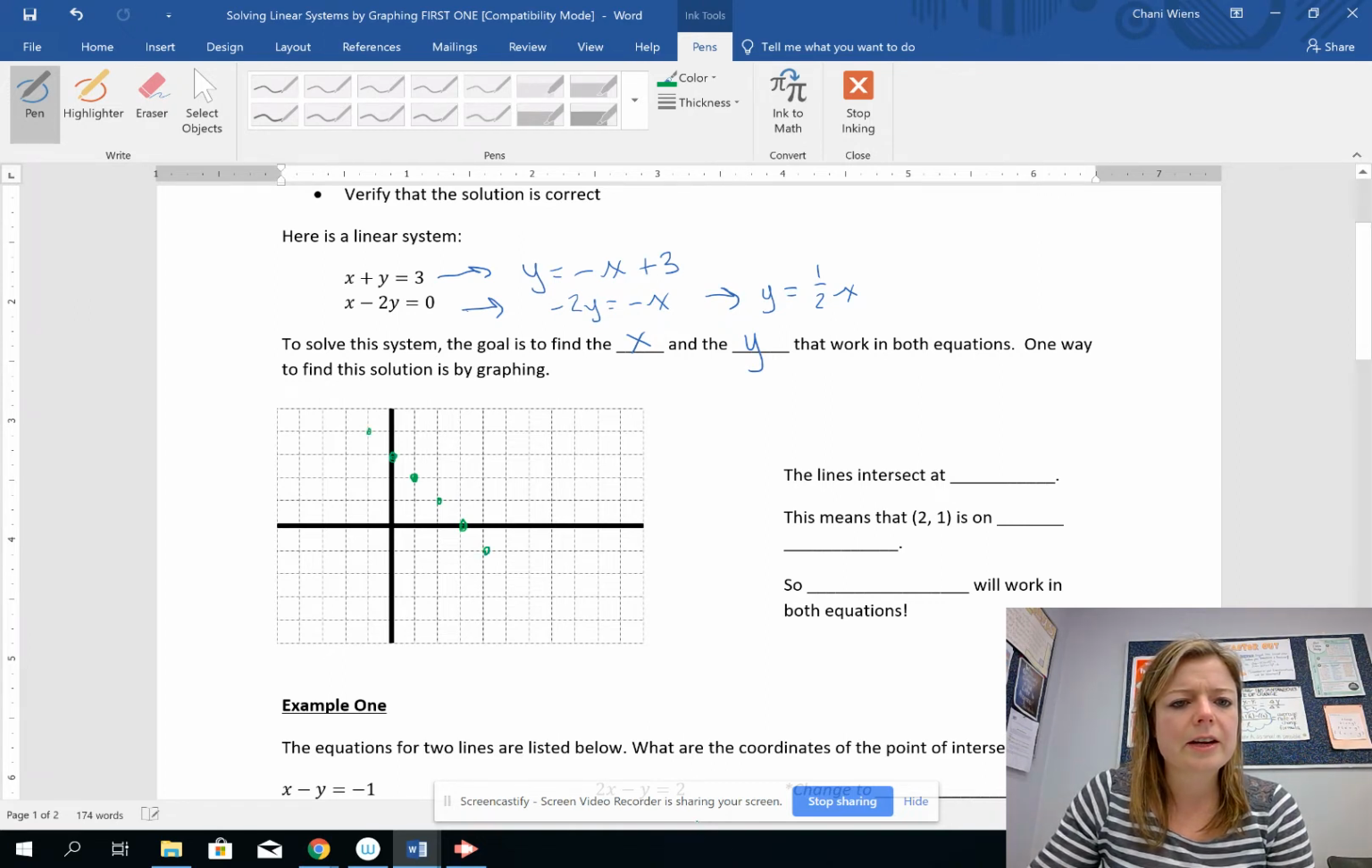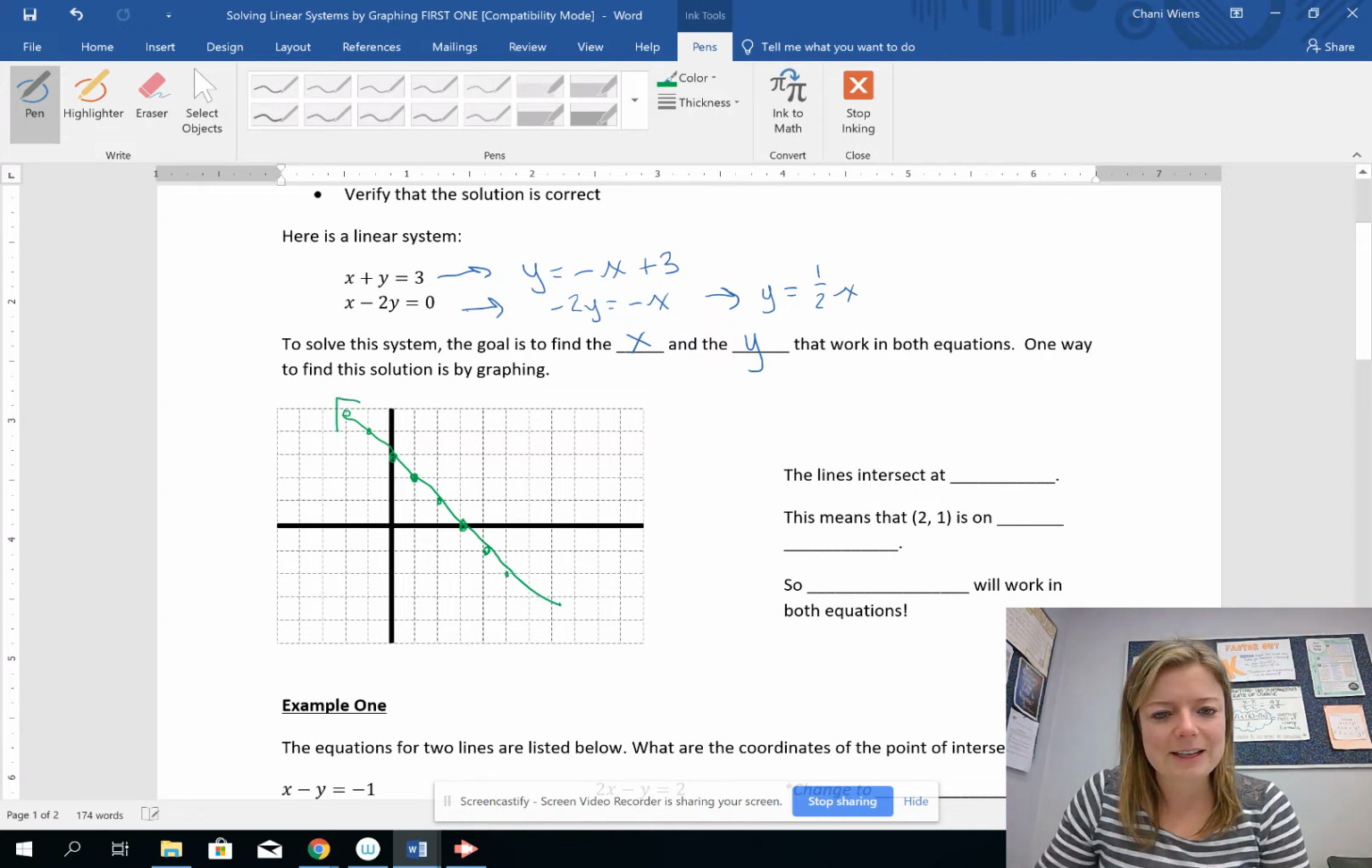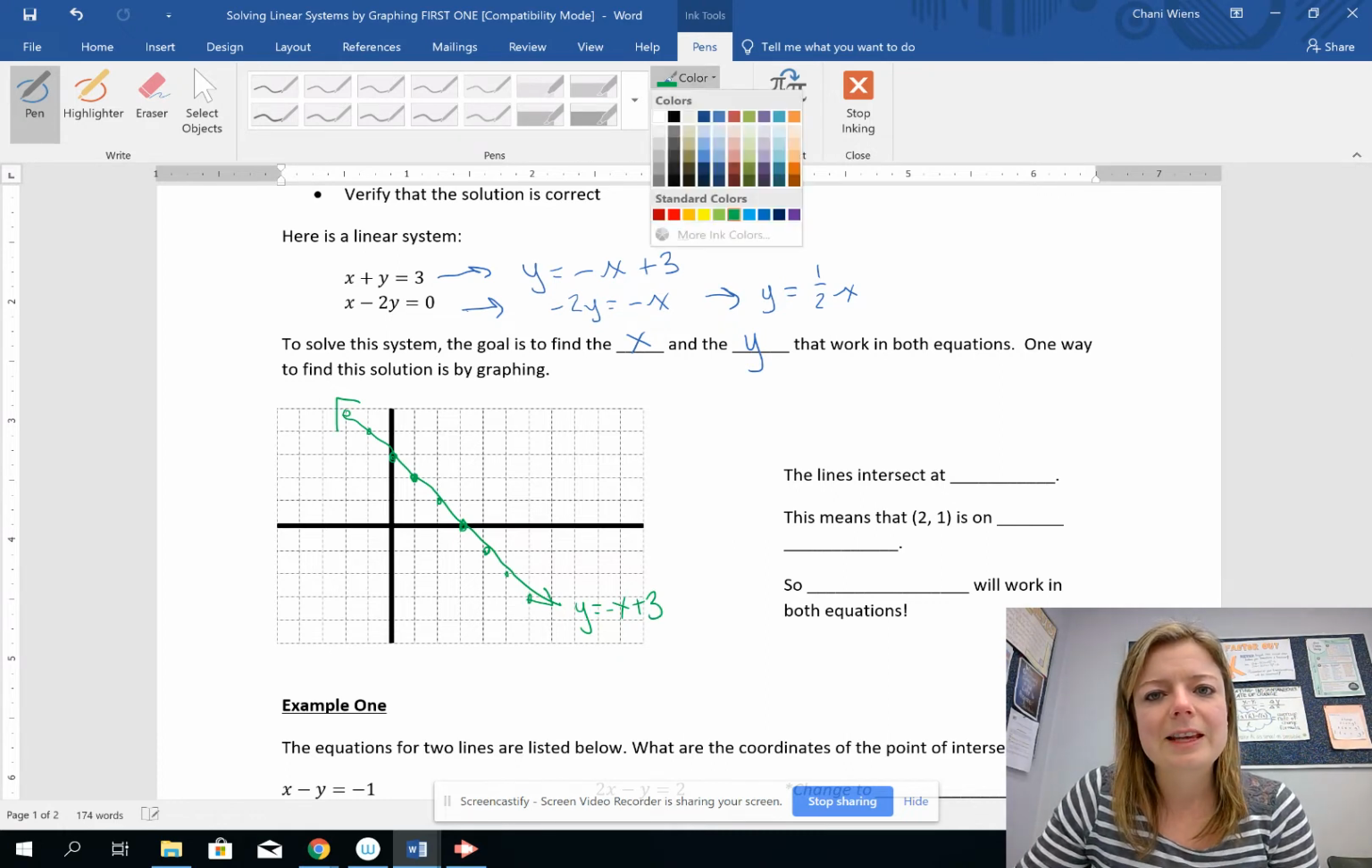And I thought I had a line tool, but I can't find it. So you should use a ruler to do this and not be disgustingly awful like my awful line. Well, this is so bad, guys. Bad example, Mrs. Weens. Okay, there's my line, kind of. So that's y equals -x plus 3, looking pretty nasty.